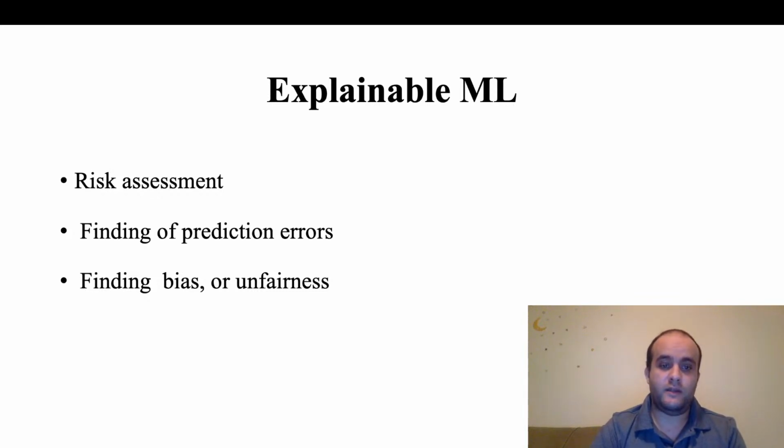Also, we need to find bias towards, for example, racial differences or background differences or social differences. This kind of bias exists in current electronic health records and any type of medical data. So having machine learning that can be modified and easily explained helps to avoid this bias in the future.